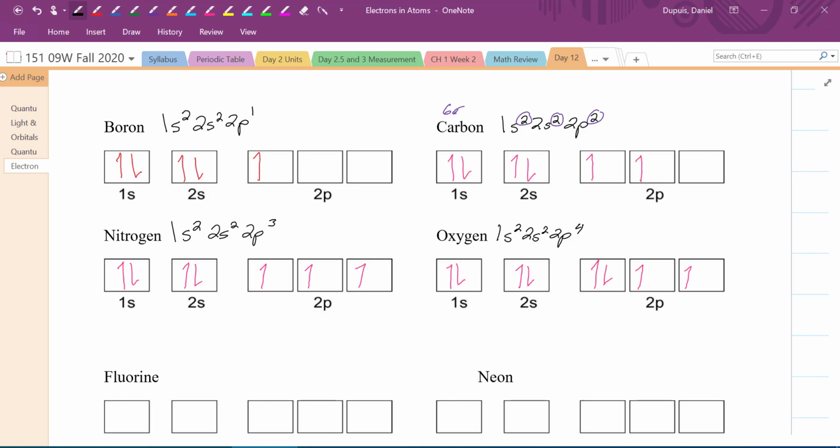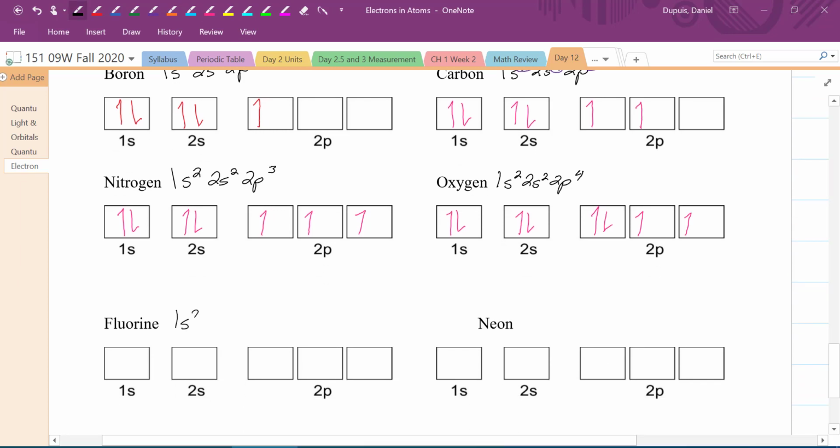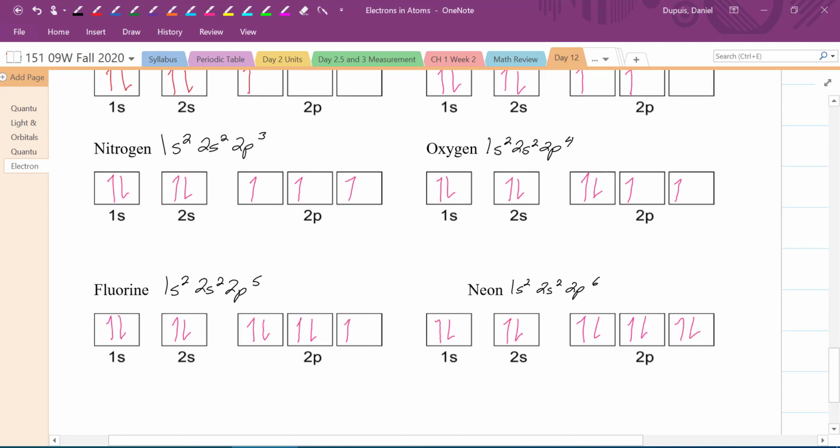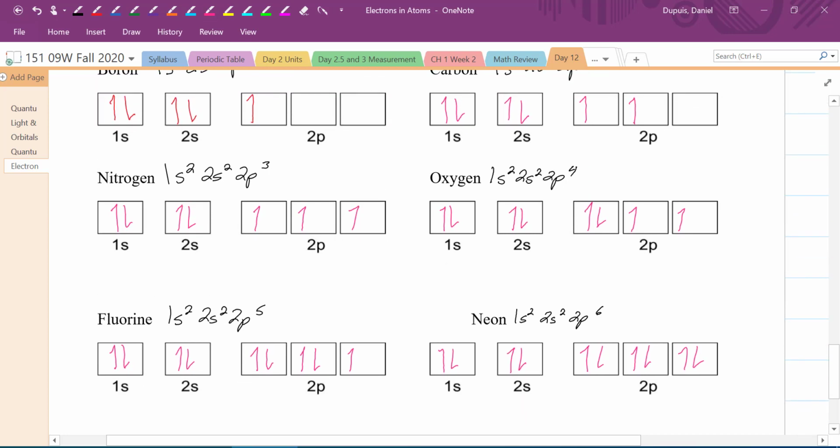Then we go to fluorine. 1s2, 2s2, 2p5. Up, down, 1, 2, 3, 4, 5. And finally, neon. 1s2, 2s2, 2p6. All right, so up, down, 1, 2, 3, 4, 5, 6. There we go. All right, so those are the electron configurations for the first 10 elements.